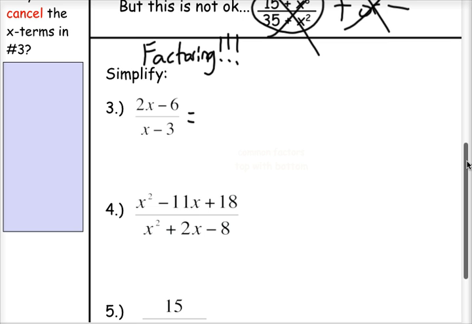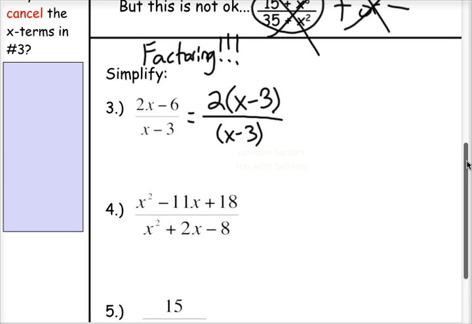if I'm going to factor this, 2x minus 6, the top of my fraction, notice that there is a 2 that can divide both of those terms. I can pull a 2 out of that. So on the top, I'm going to factor out a 2. So that's going to be 2 times x minus 3. The bottom can't be factored. So I'm just going to leave the bottom as is.